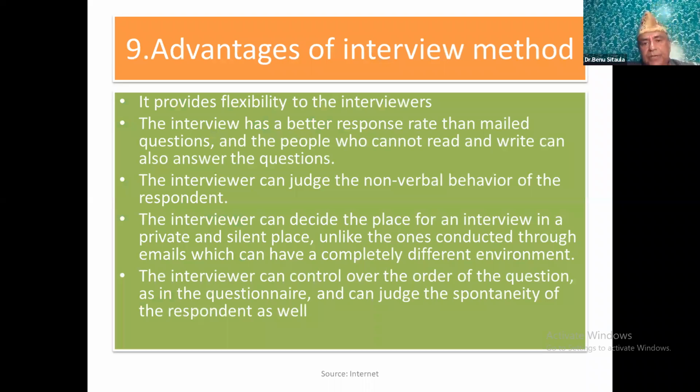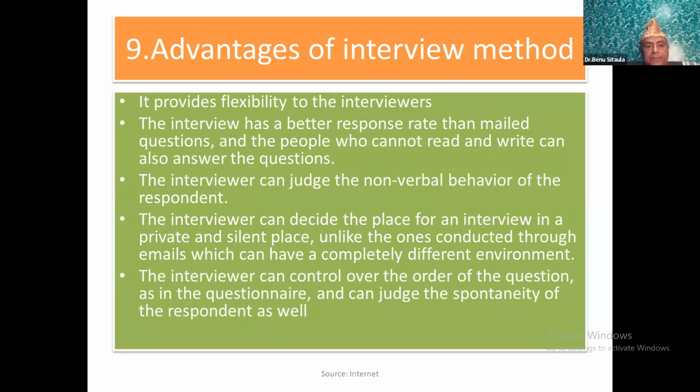Now, these are some of the advantages of the interview method to collect data. When researchers use interviews to collect data, there are some advantages and benefits. That is why most researchers try to interview their respondents. Interview provides flexibility to the interviewers. There are no hard and fast rules for it.